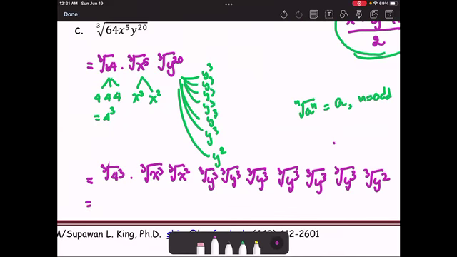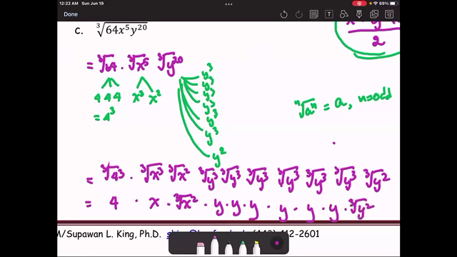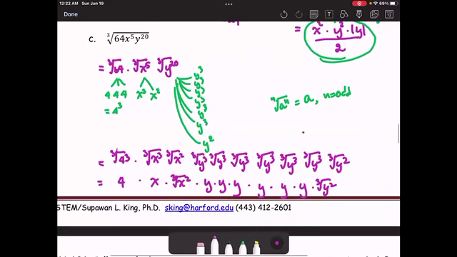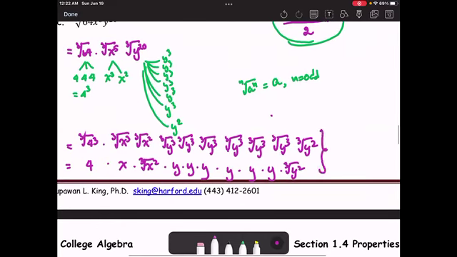So we have the first one as 4, and the next is x, and then the cube root of x to the second, and then we have y times y times y times y times y times y, and times the cube root of y to the second. So we can write it as the final form: 4x times the cube root of x to the second, and then 6 factors of y, so y to the 6 times the cube root of y to the second.